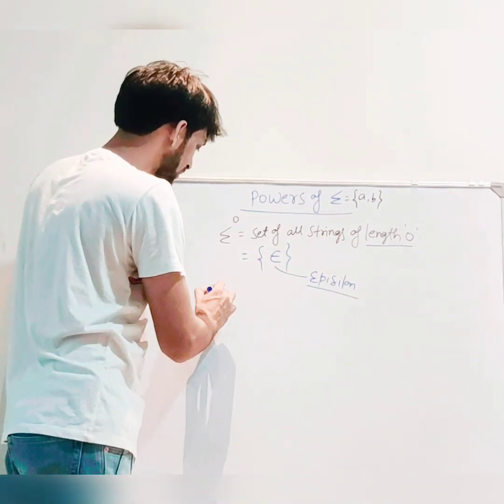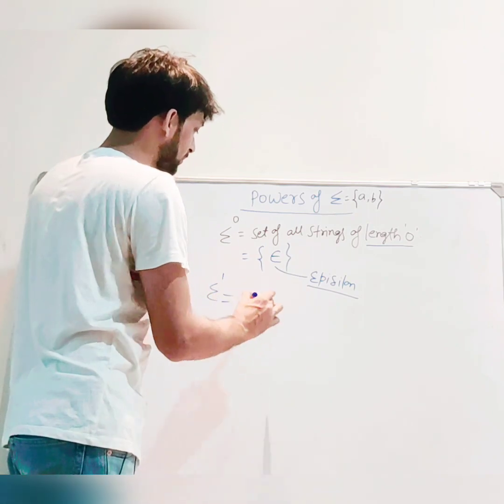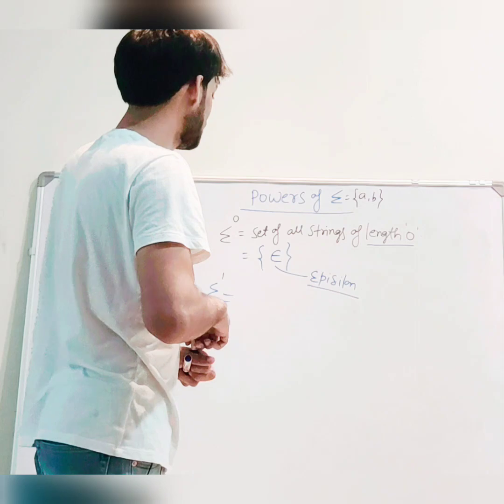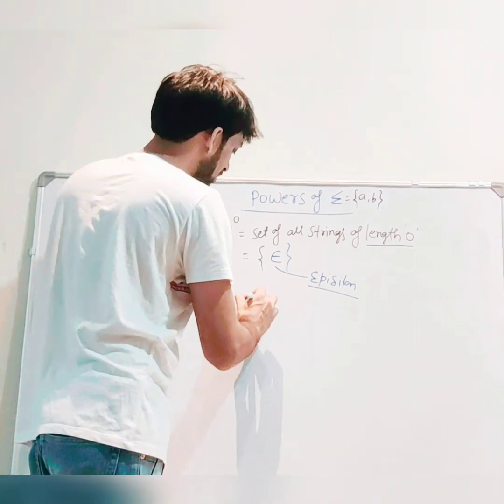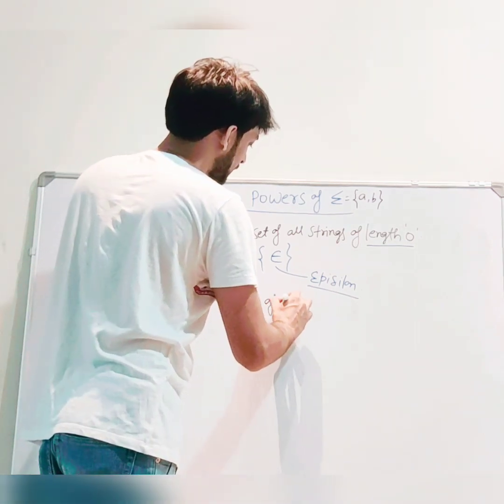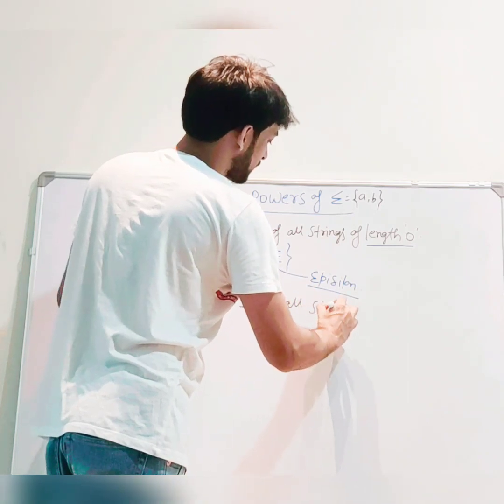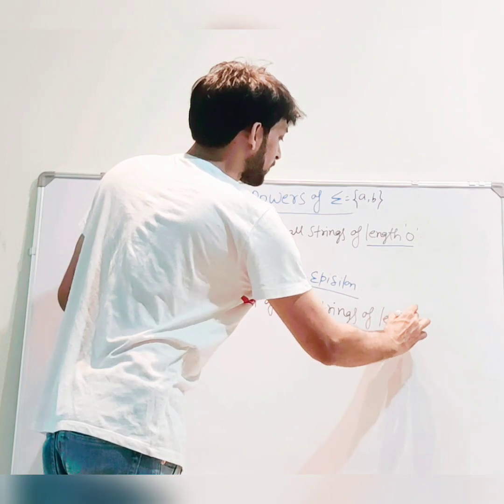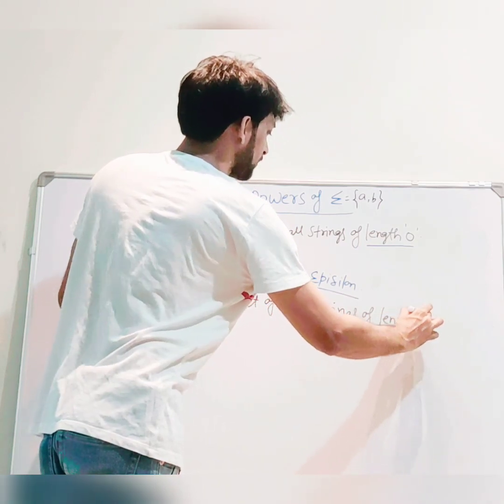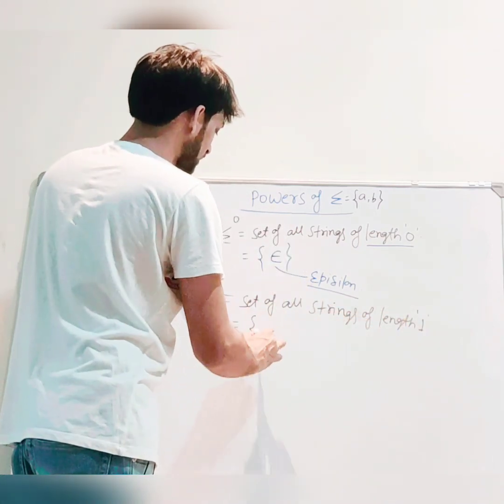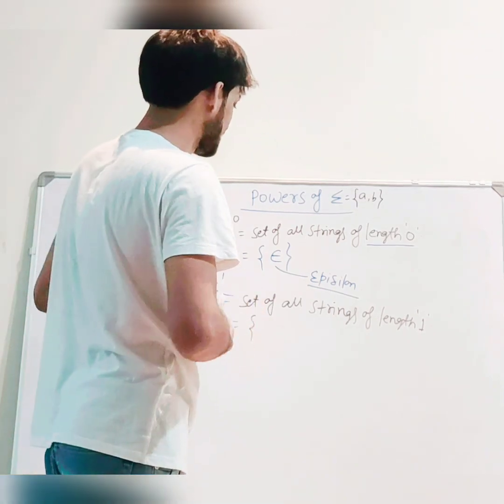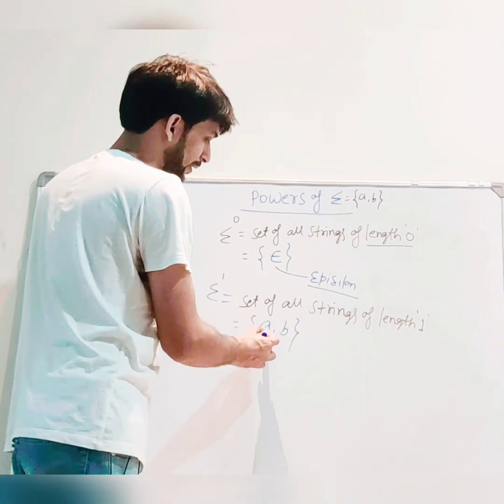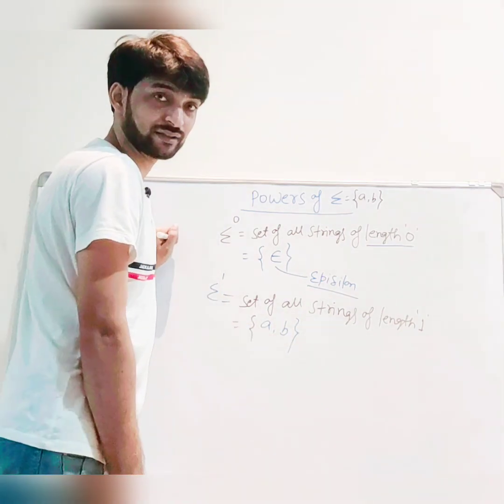Next thing is sigma to the power 1. So sigma to the power 1, what does it mean? It means the set of all strings of length 1. So length 1, the strings are a or b. Why? One length string, one length string.